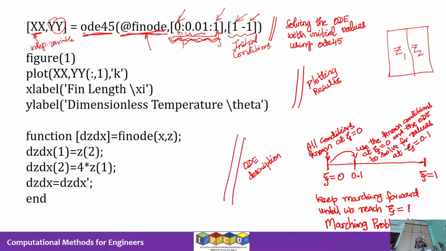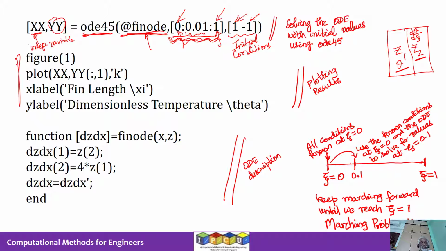So you can pick and choose whichever column you want to plot. Here we are interested in theta, which is Z1. We are not as much interested in this problem in d theta by d psi, which is nothing but Z2. So we are not interested in Z2, we are interested in Z1. So we are interested in the first column, and that is what we will plot.